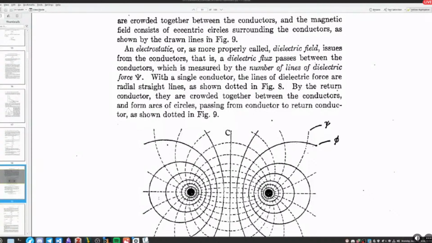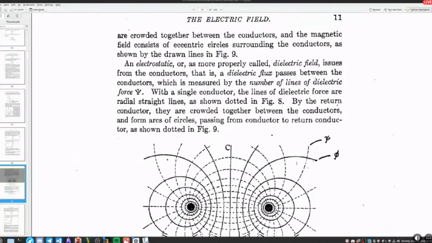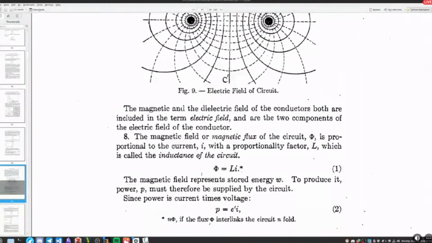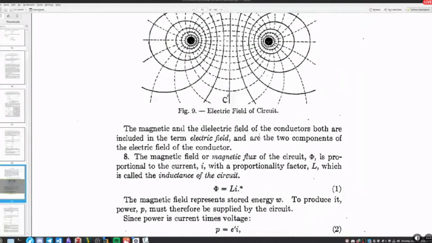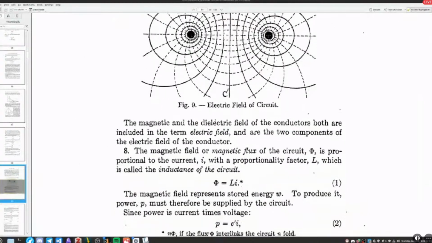And then the concentric circles that emanate outwards from each of those conductors, those are the, I'm going to use his verbiage, the magnetic flux lines. There you go: magnetic flux of the circuit, or phi, proportional to the current I with proportionality factor L. But I'm happy to pass it over to Eli if he's ready to go.